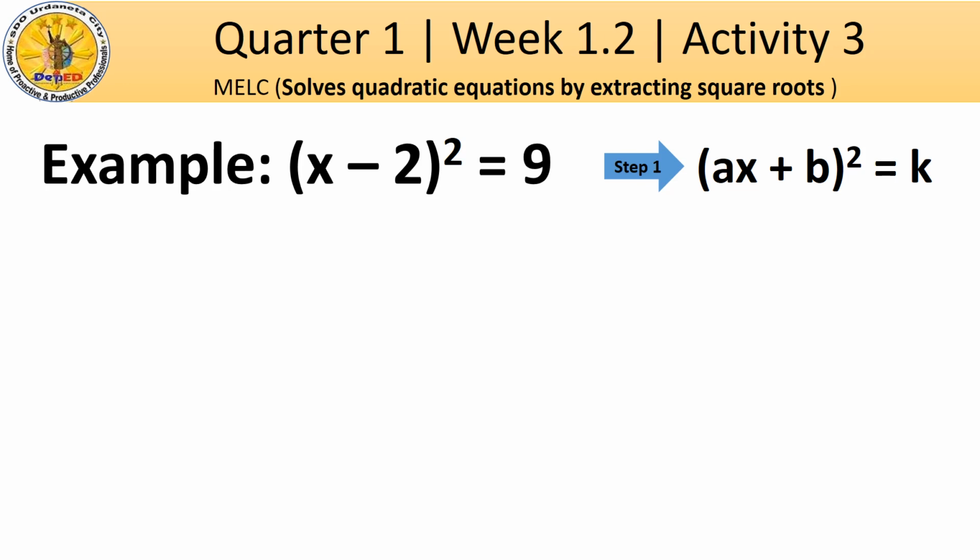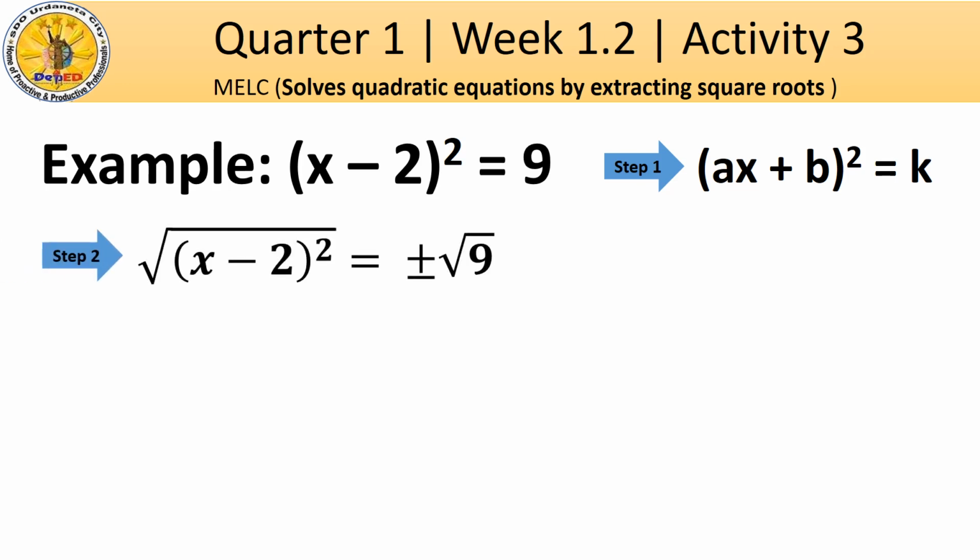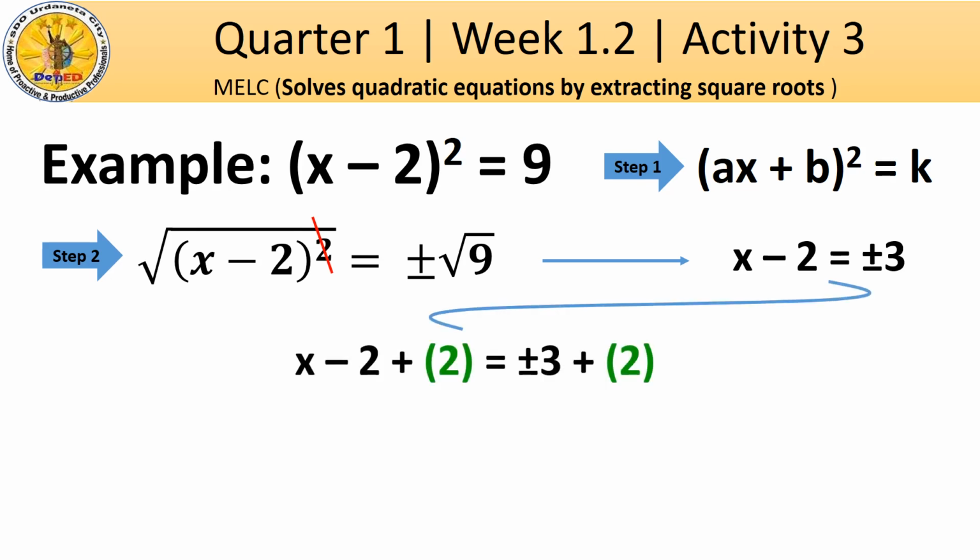And step 2 is to square root both sides of the equation. The square of the exponent of the quantity on the left side will be eliminated, and on the other side, the square root of 9 is ±3. So this will become x − 2 = ±3. Now to solve the value of the variable x, we need to remove the constant beside it. So we're going to add 2 on both sides to eliminate the −2.